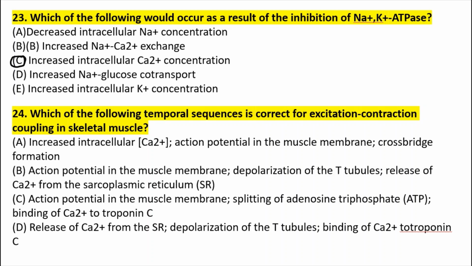All right, 24. Which of the following temporal sequences is correct for excitation contraction coupling in skeletal muscles? A, increased intracellular calcium, action potentials in the muscle membrane, cross bridge formation. So no. Action potential in the muscle, depolarization of the T tubules, and release of calcium from the sarcoplasmic reticulum. So this is what is going to occur.